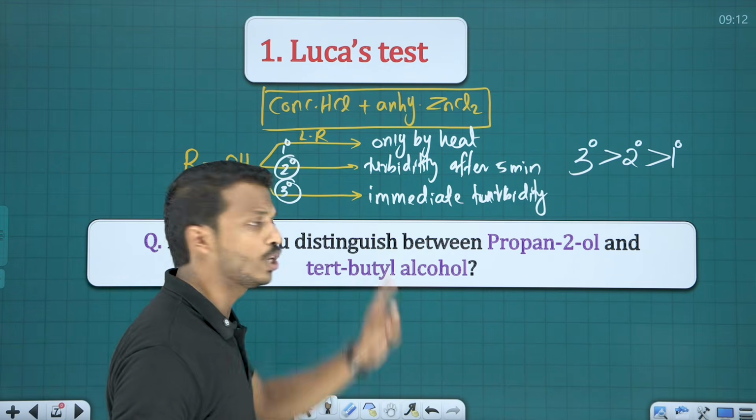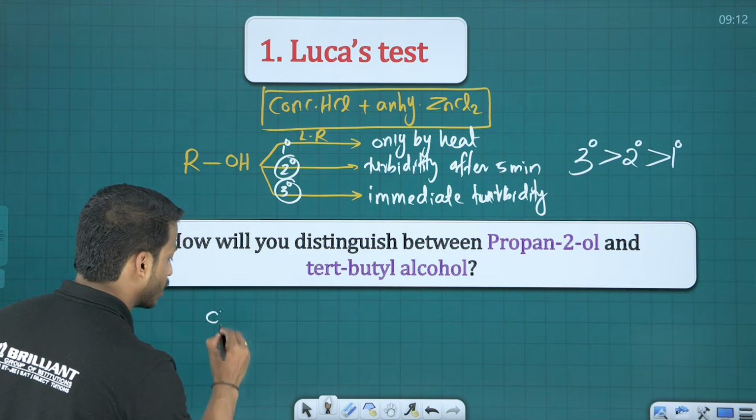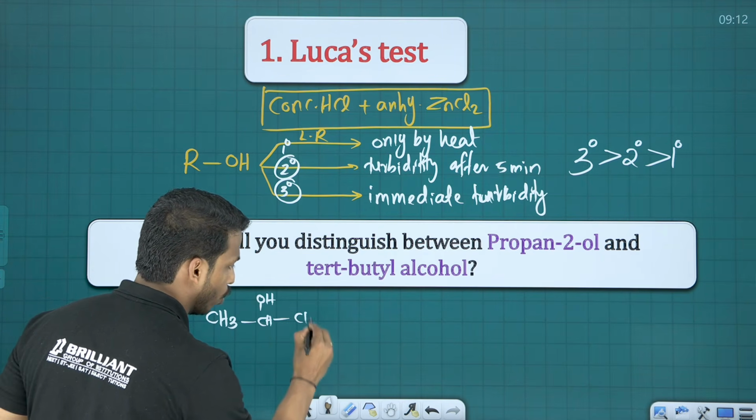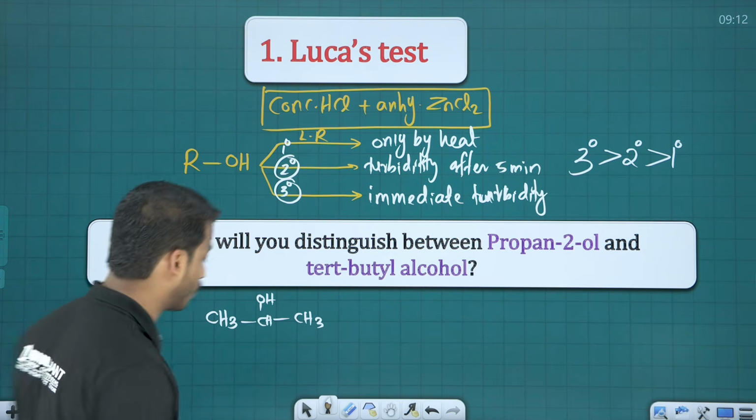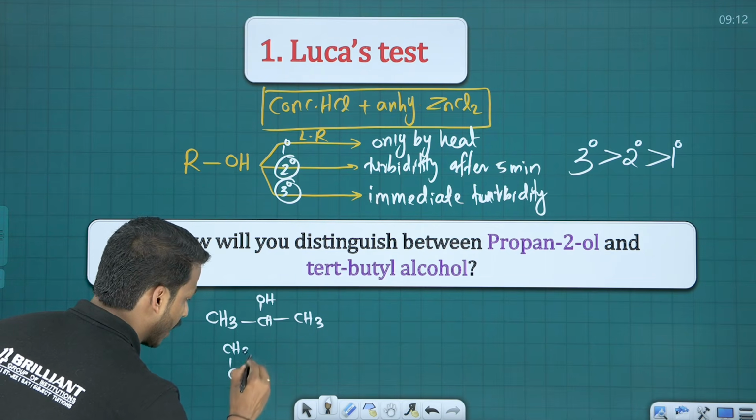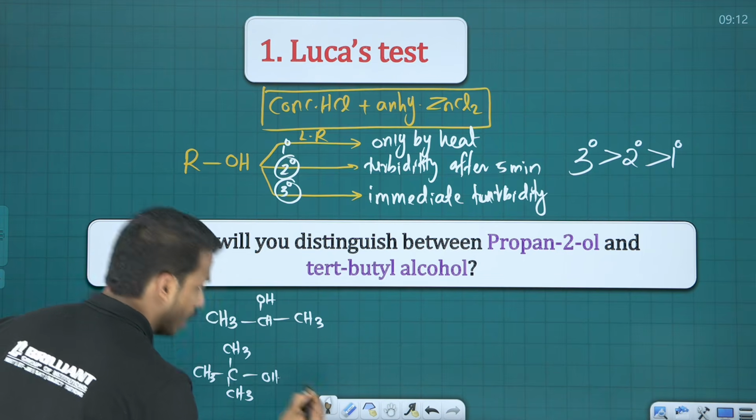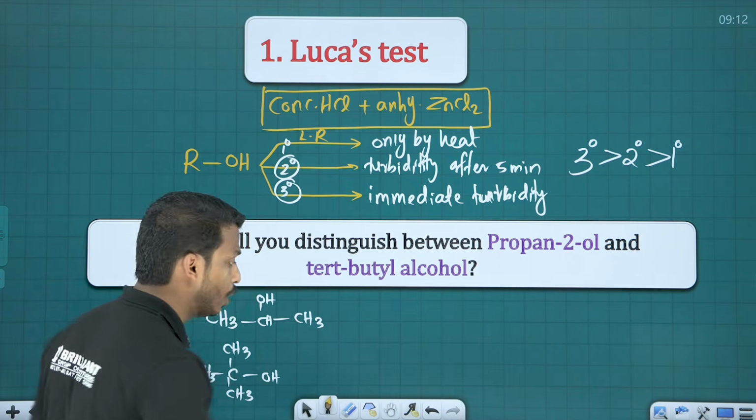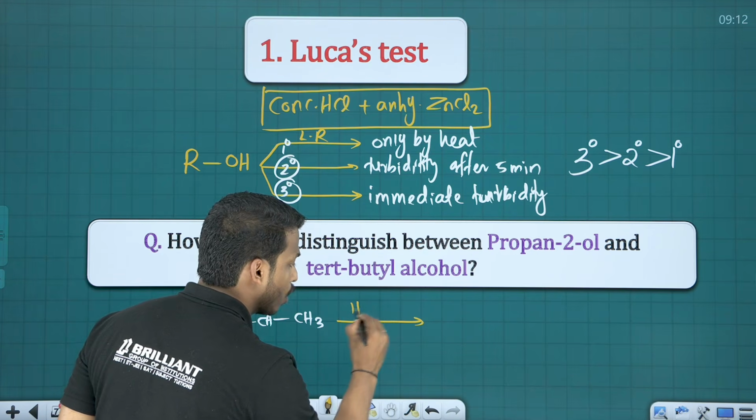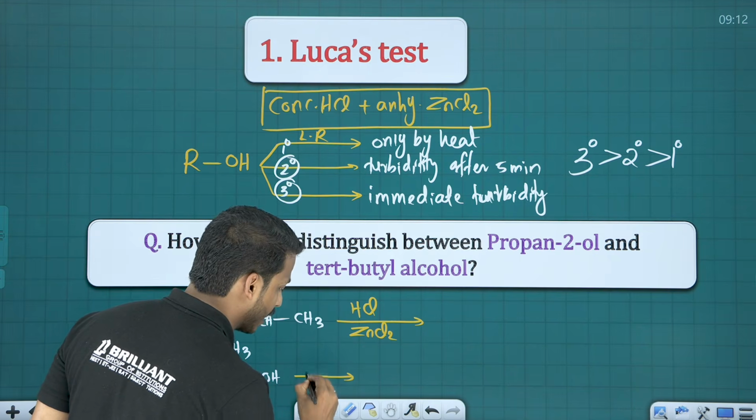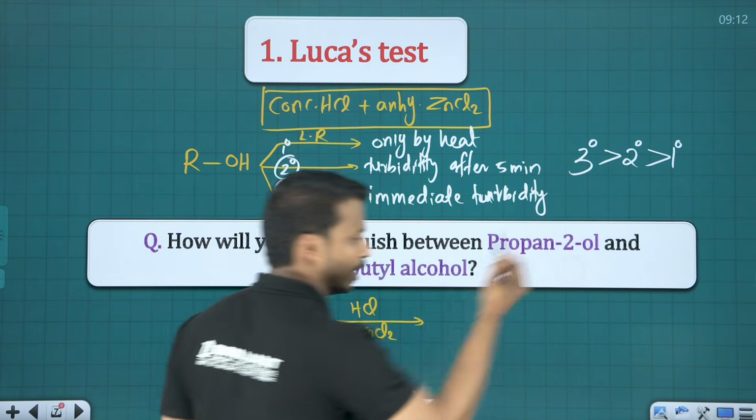Question: how will you distinguish between propan-2-ol and tert-butyl alcohol? This is propan-2-ol, and this is the tert-butyl alcohol. Ready? What happens when they react with the Lucas reagent? Lucas reagent is concentrated HCl and anhydrous zinc chloride. Let's see what the observation is.